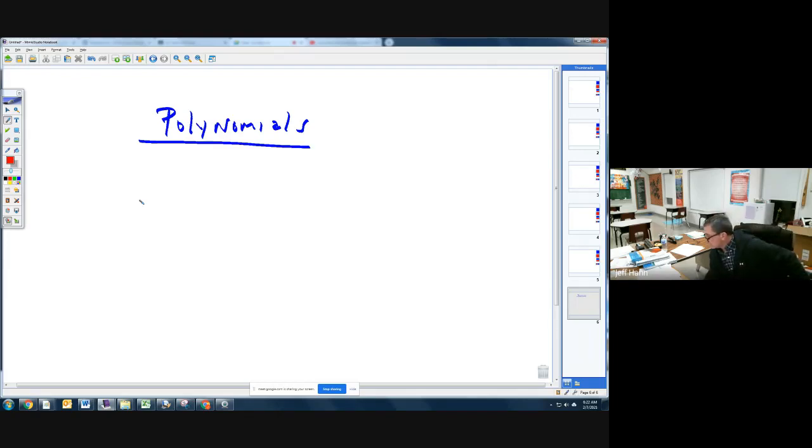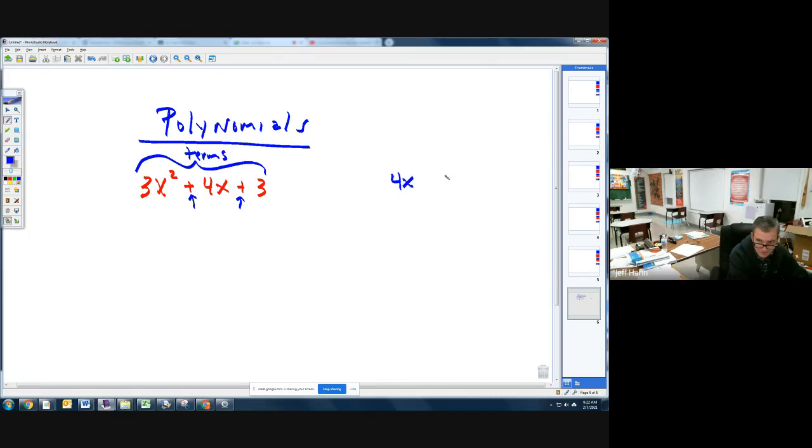If you have something that looks like this, let's just start with 3x squared plus 4x plus 3. We've talked about this before. Polynomials are split up by addition and subtraction signs that are not in parentheses. So this, we already know, has what we call 3 terms. Now, if something just had 1 term, let's say it was just 4x, 1 term is called a monomial.